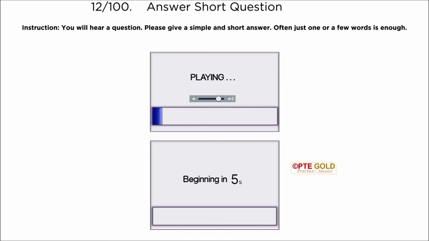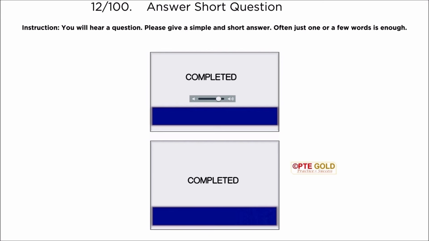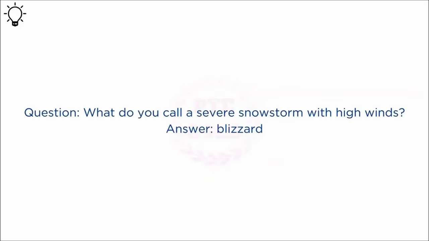What do you call a severe snowstorm with high winds? Blizzard.